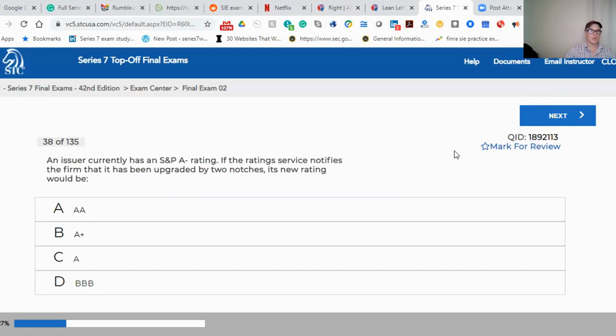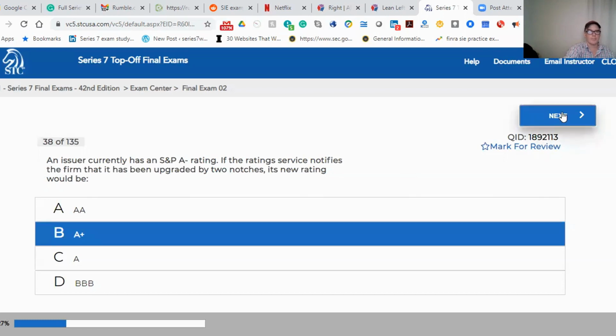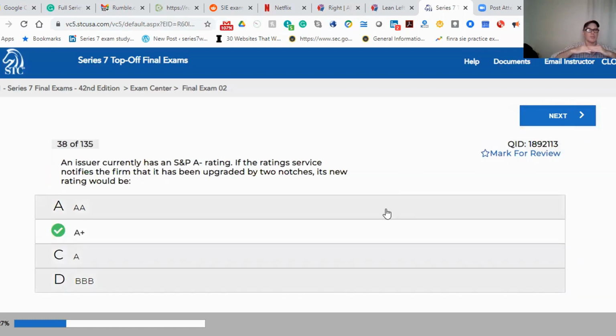Okay. An issuer currently has an S&P rating of A-. If the rating service notifies that the firm has been upgraded by 2 notches, what is its new rating? Let's see, A minus, A should be A plus is my guess, because it was A minus, A, then A plus. Let's see if I'm wrong or right. Who knows? I could screw this up. Boom. So it's A minus up 2 notches to A plus, like school. And then you go to double A minus, double A plus. Then you go to triple A minus, triple A plus.